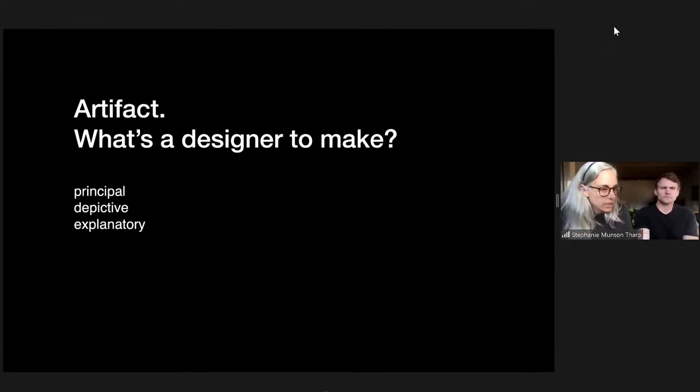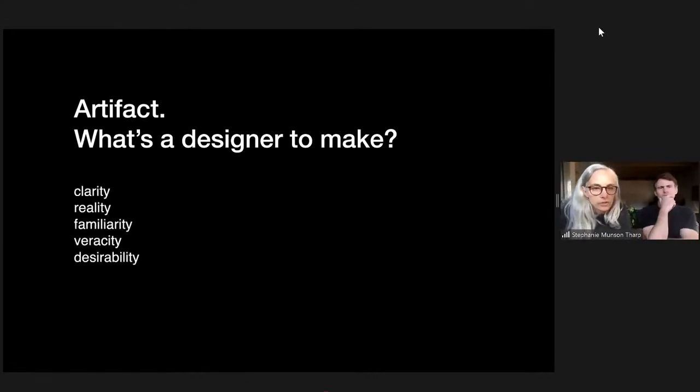So there are five key dimensions that the designer can play with to increase or decrease provocation. These: clarity, reality, familiarity, veracity, and desirability.